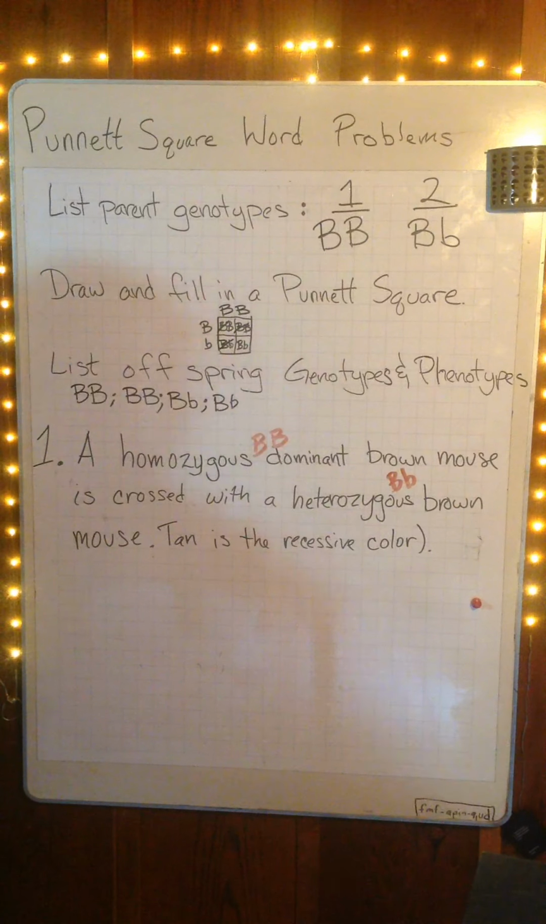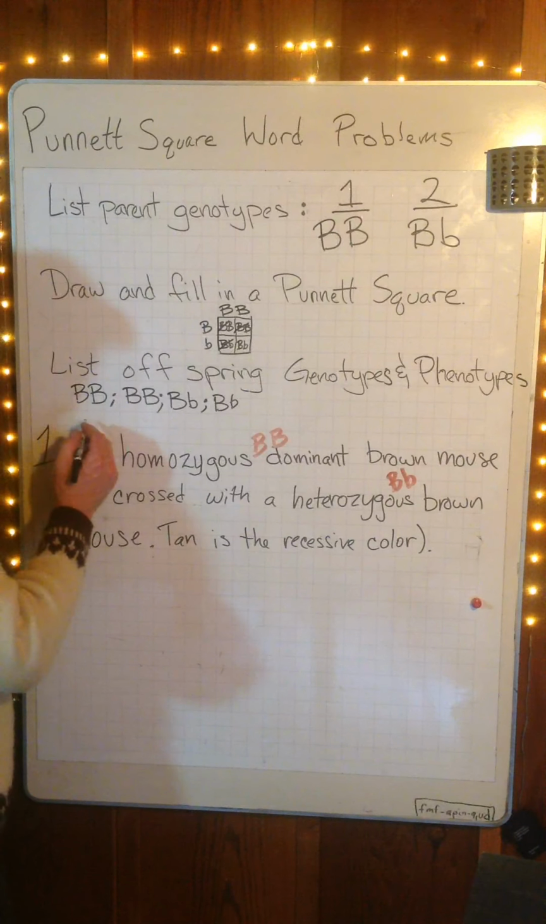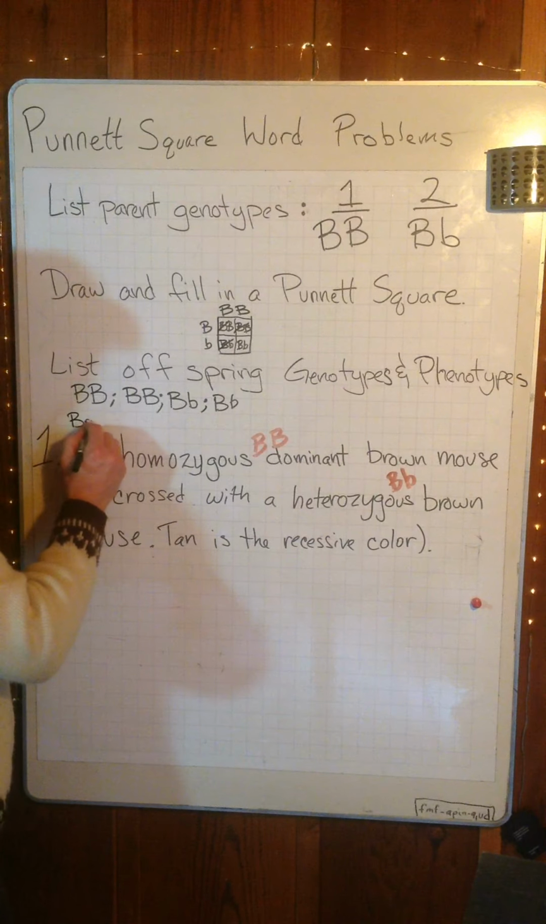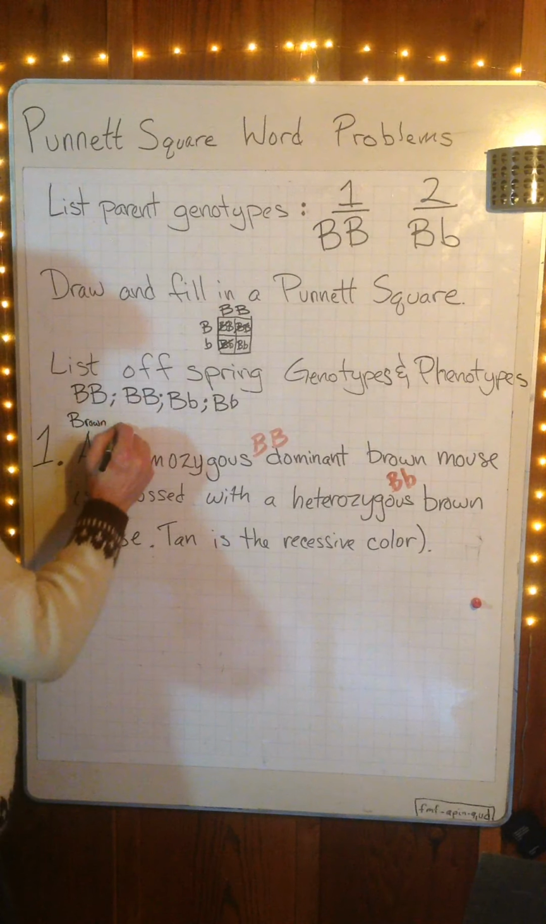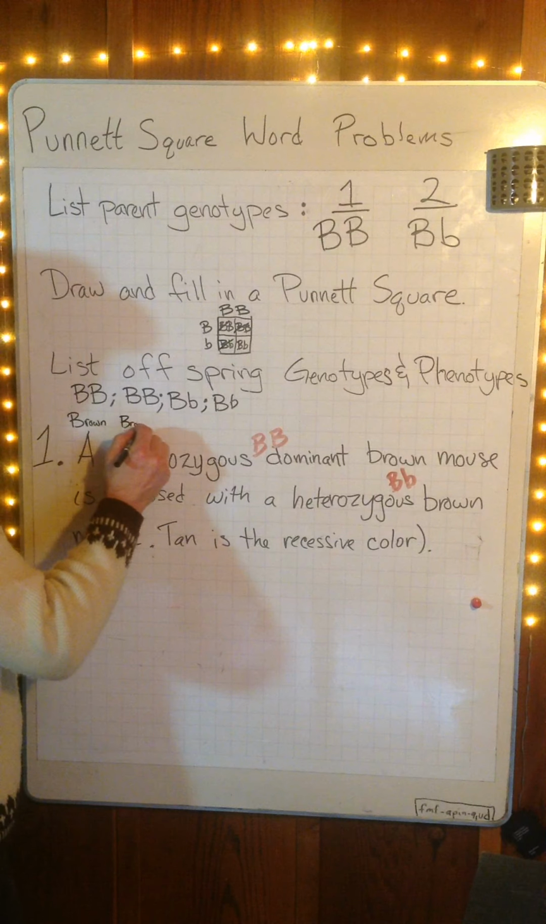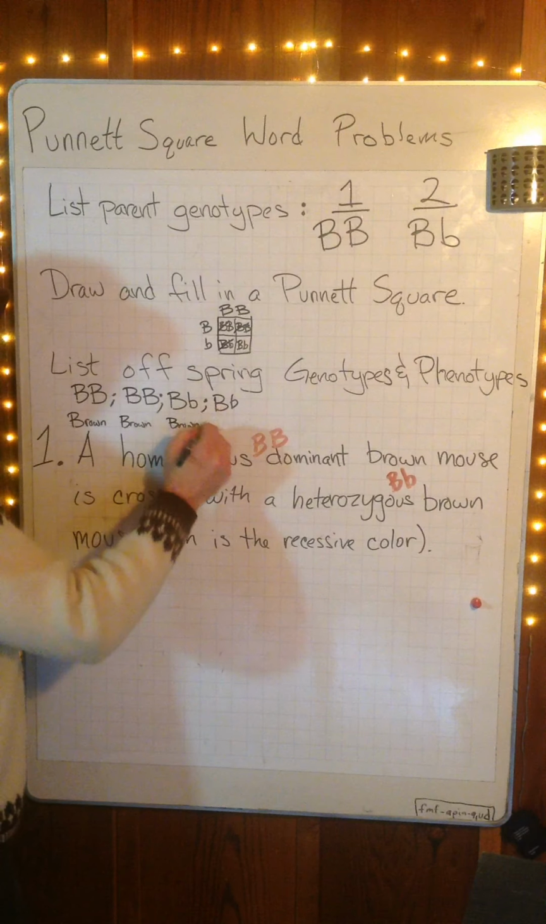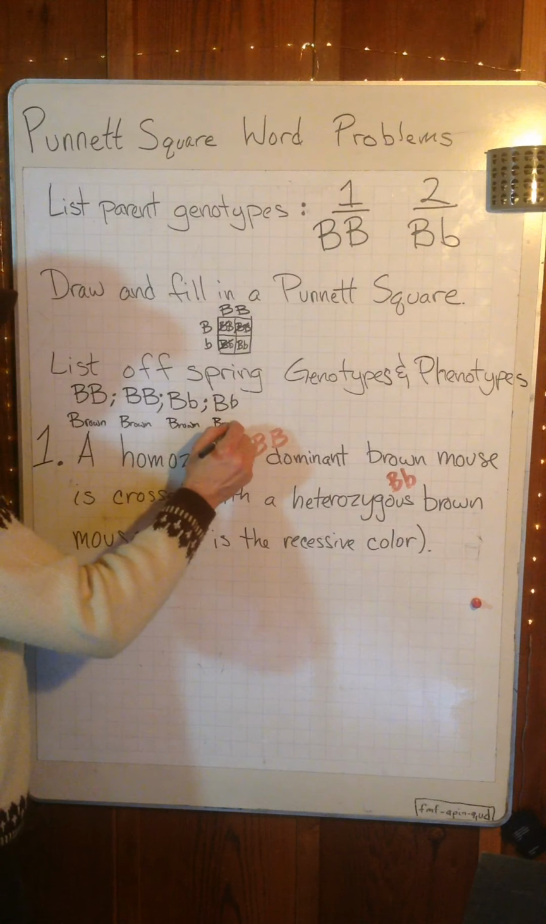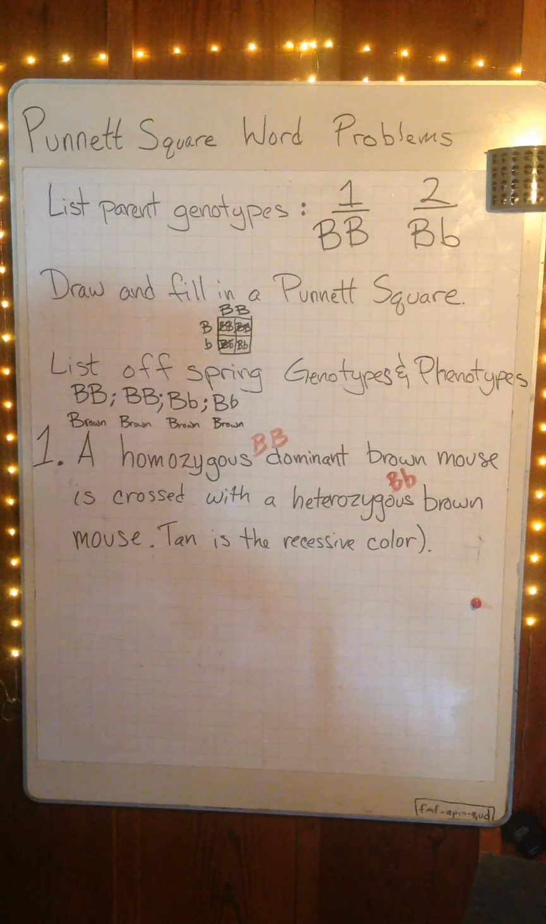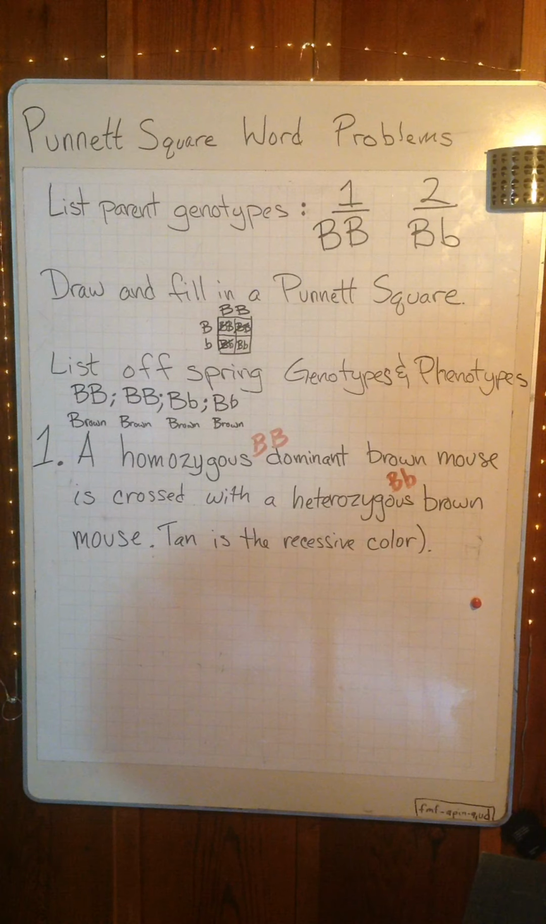Now let's talk about phenotypes. This one is going to be brown, right? Because big B is present. This one is going to be brown. This one is going to be brown because there's a big B present, and this one's going to be brown. They're all going to be brown because big B is present. So there will be no tan offspring for these 2 parents with this example.